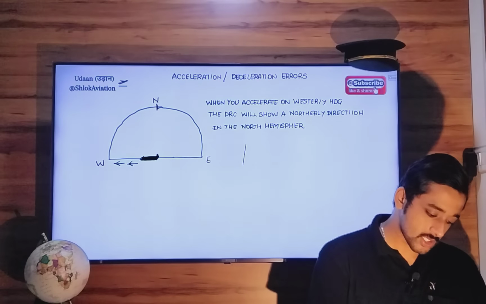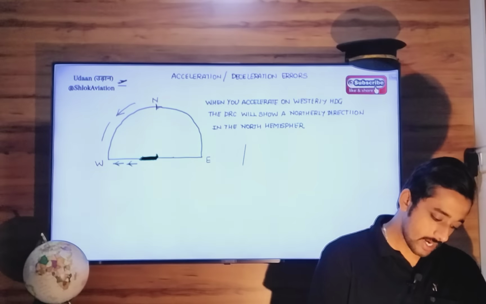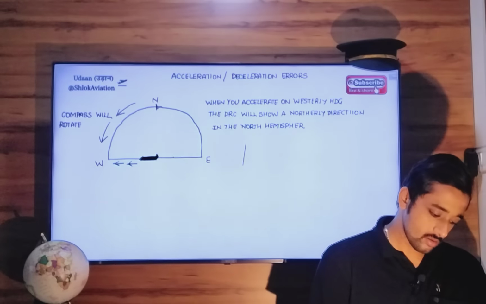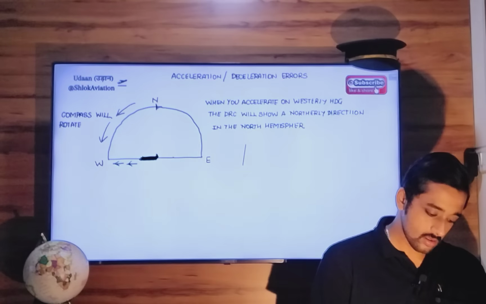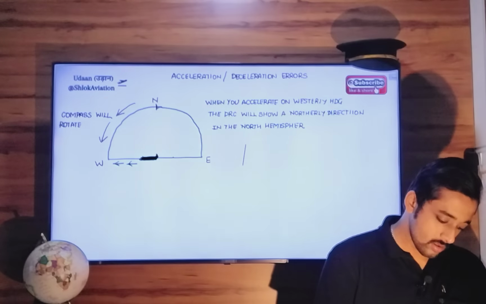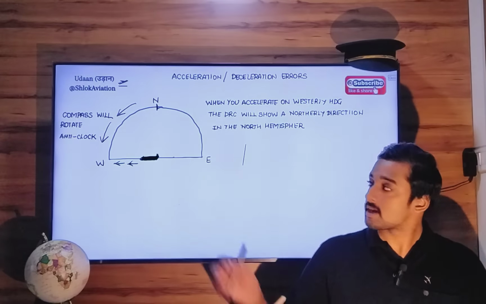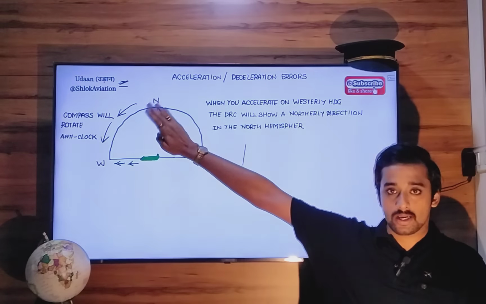The magnetic compass will rotate anti-clockwise. Okay, if you are flying on the westerly heading, the compass will rotate anti-clockwise like that.